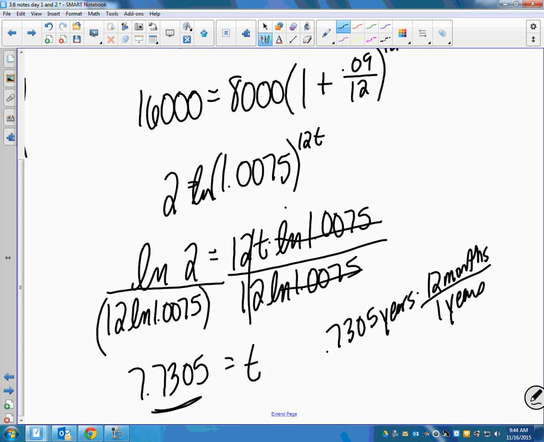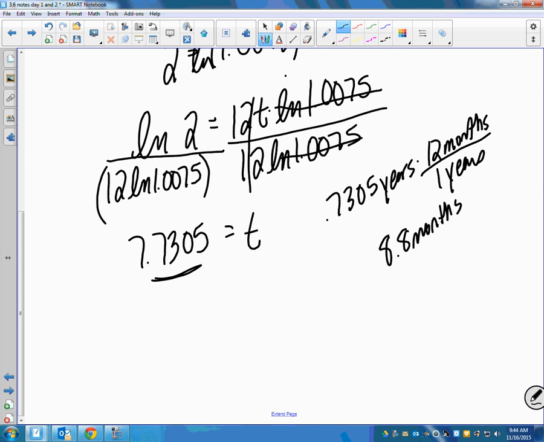And that would be 8.8 months. So what would the next compounding be? Would it be at 8 months or would it be at 9 months that would happen? It's going to happen at 7 years, 8.8 months, but it only compounds every month. So we say 8 months, or should we have to go into the next month and say 9 months? 9 months.